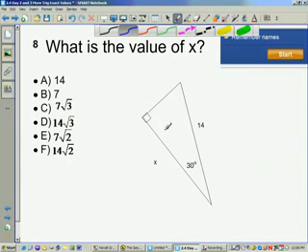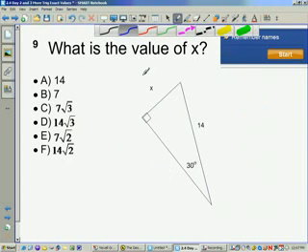All right, in this 30, 60, 90 triangle, from my hypotenuse to my longer leg, this would be half of that times the square root of 3, so 7 root 3, and that would make this side over here 7. So we have 14, 7, 7 root 3.